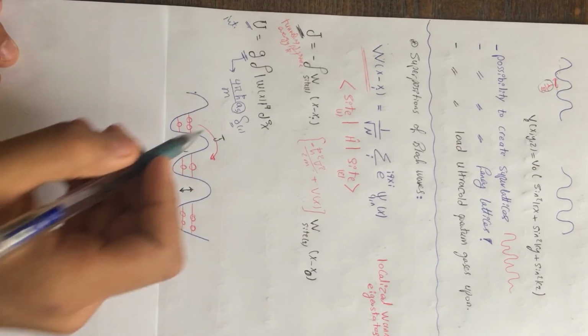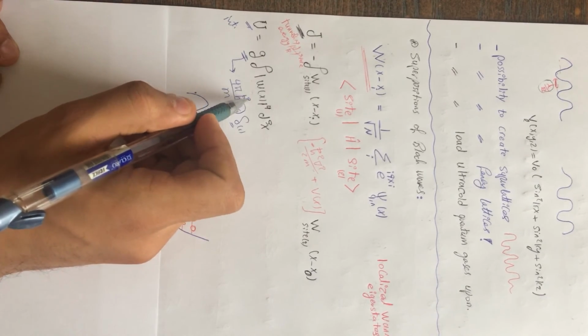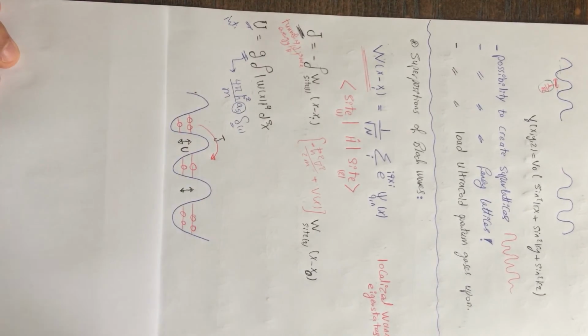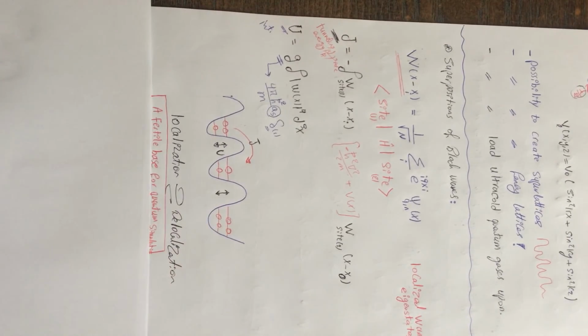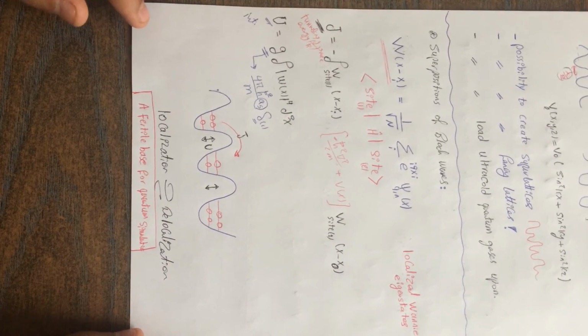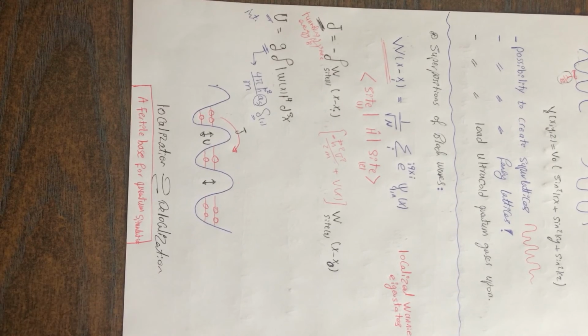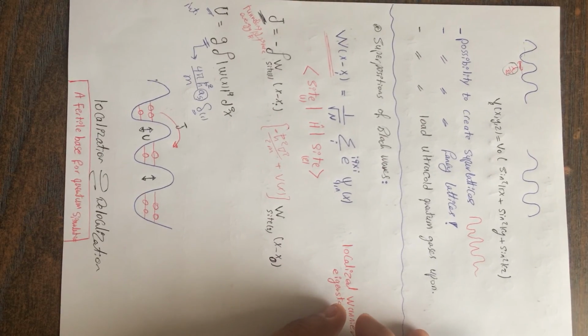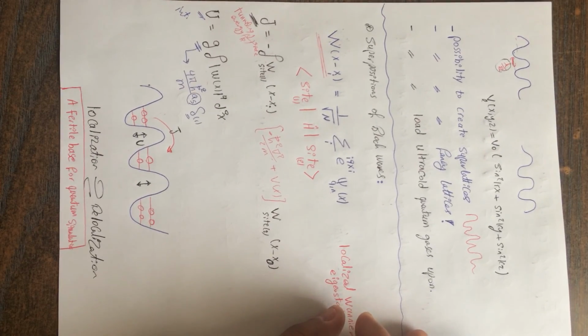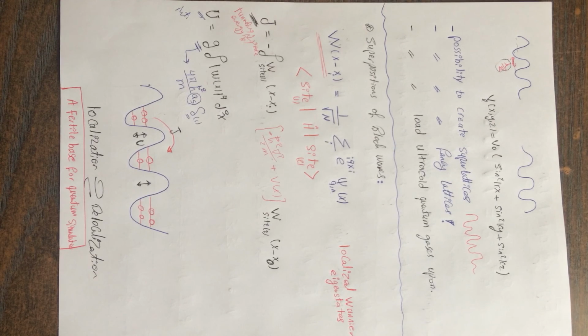This is h bar squared. So you can go from localization to delocalization for tunneling wave functions, and you can express this in terms of optical lattices, and this is considered to be a fertile base for building quantum simulation. Next time we will build an important model in the field, and we will see the importance of these quantum simulation problems. Thanks very much for watching, and see you in the next video.